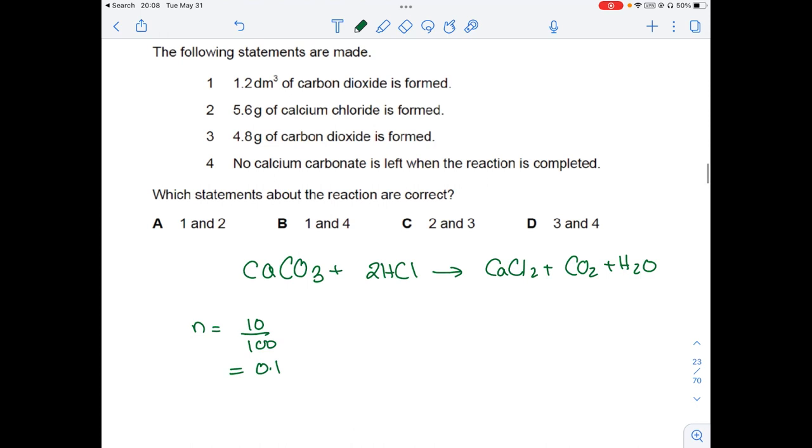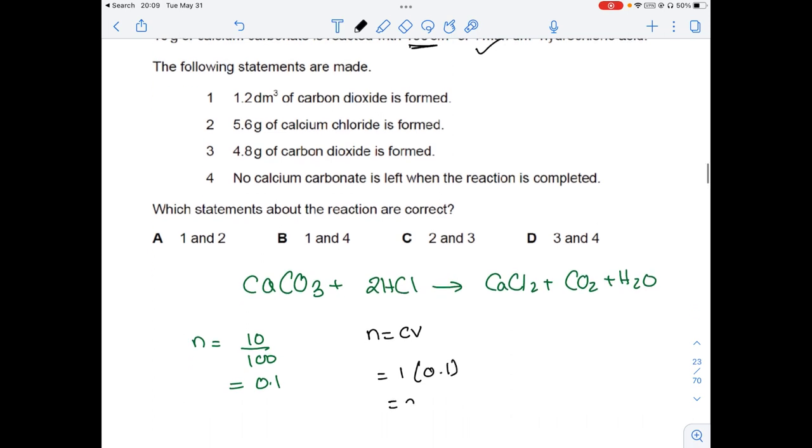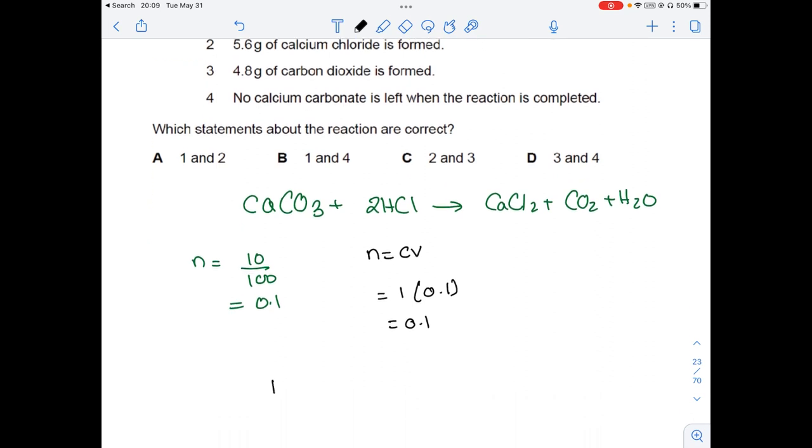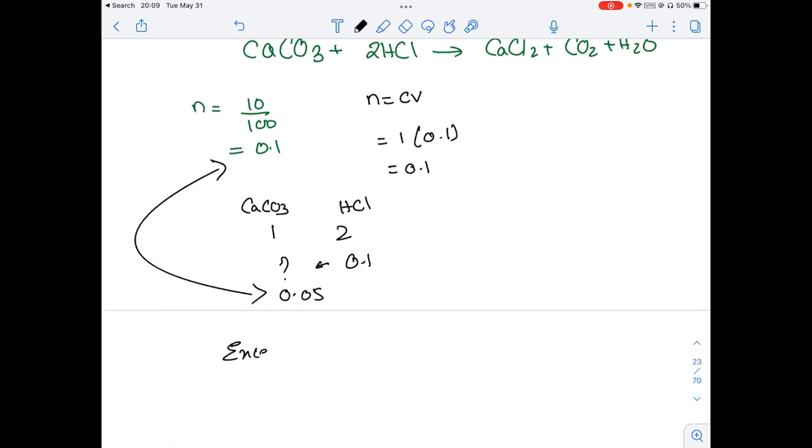Now I'll calculate for hydrochloric acid also. So n equals cV. The concentration he has given is 1 mol per dm³, and the volume is 100 cm³. Converting into dm³, that is 0.1 dm³. So the moles of HCl are 0.1. Now the mole ratio is 1:2 for calcium carbonate and HCl. So how much is required for calcium carbonate? Only 0.05. But how much do I have? I have 0.1. So obviously calcium carbonate is in excess.